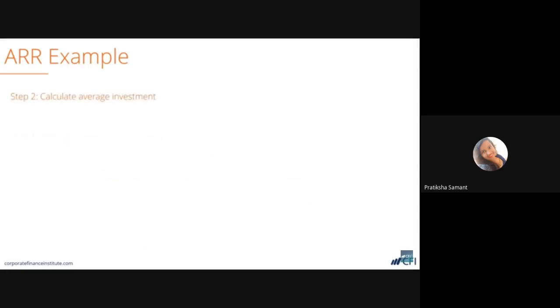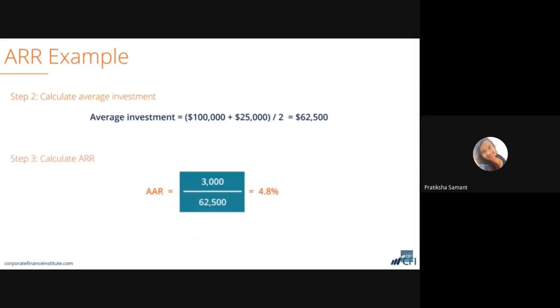Next step is to calculate the average investment value. The average investment value starts with the initial investment, which was $100,000, and then adds to it the ending value, which is the salvage value, and divides by 2. That means over the life of this investment, its average value is $62,500. Once we have that, we can calculate the accounting rate of return by taking the average profit and dividing it by the average value of the investment. So the ARR is 4.8%.